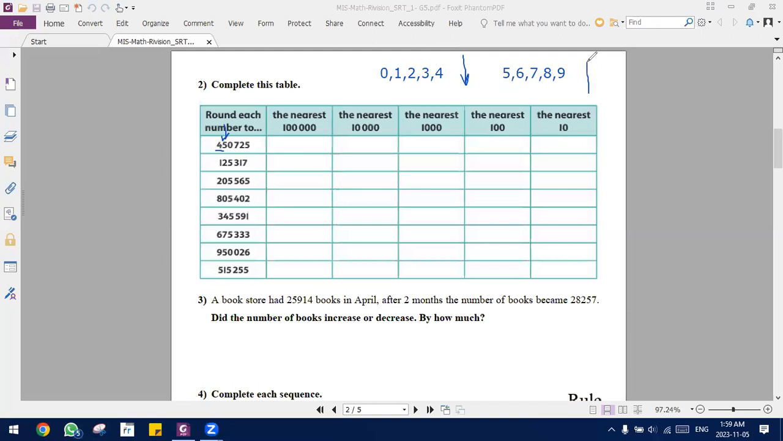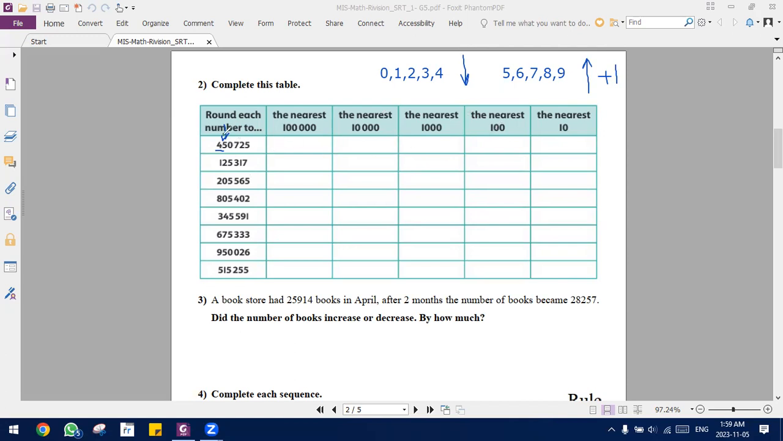Now, if I'm rounding down, the underlined value will stay the same. For example, 4, if it is round down, I will keep it as 4. But if it is round up, what should I do? I should add 1 to the underlined value.